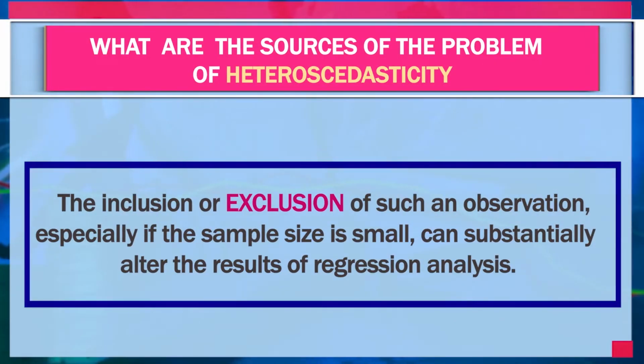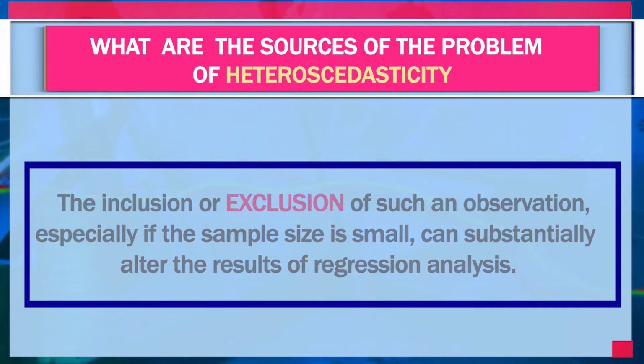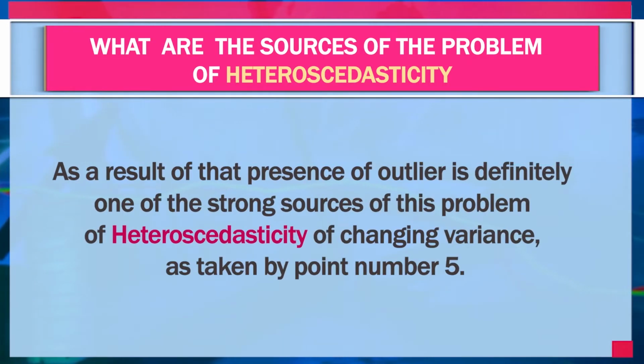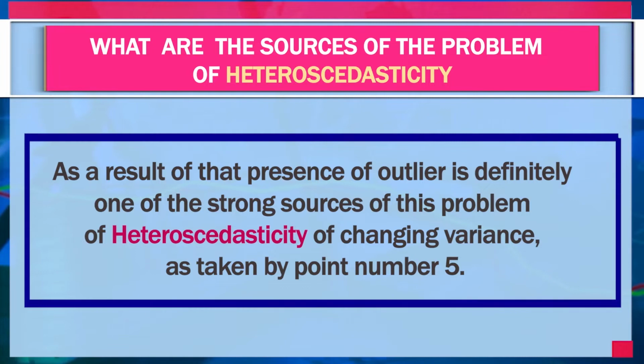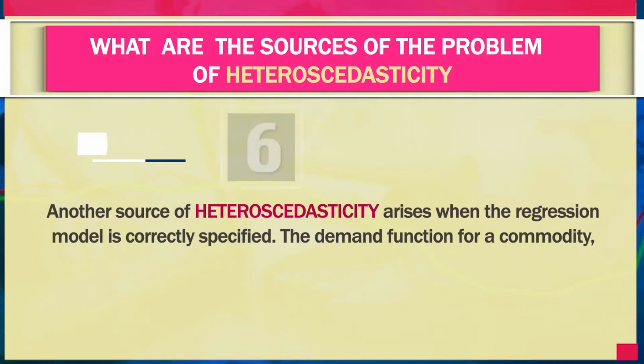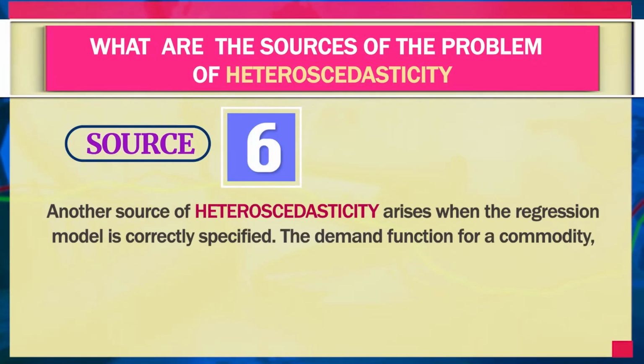So exclusion might be possible to eradicate the problem, but presence of outliers is definitely one of the strong sources of this problem of heteroscedasticity, of changing variance, as taken by point number 5. And then we have when the regression is not correctly specified, as seen in point number 6, that there may be some expression of omitted variables.